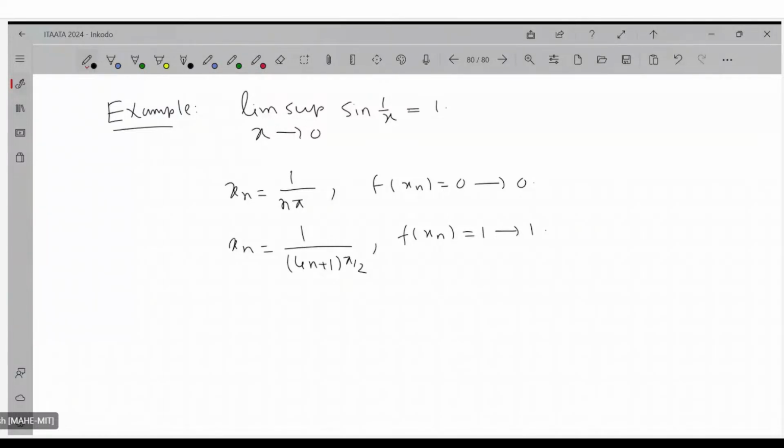What about liminf? You have already seen that liminf of the same function, x tends to 0, sine 1 by x, will be minus 1. Okay, so same idea.